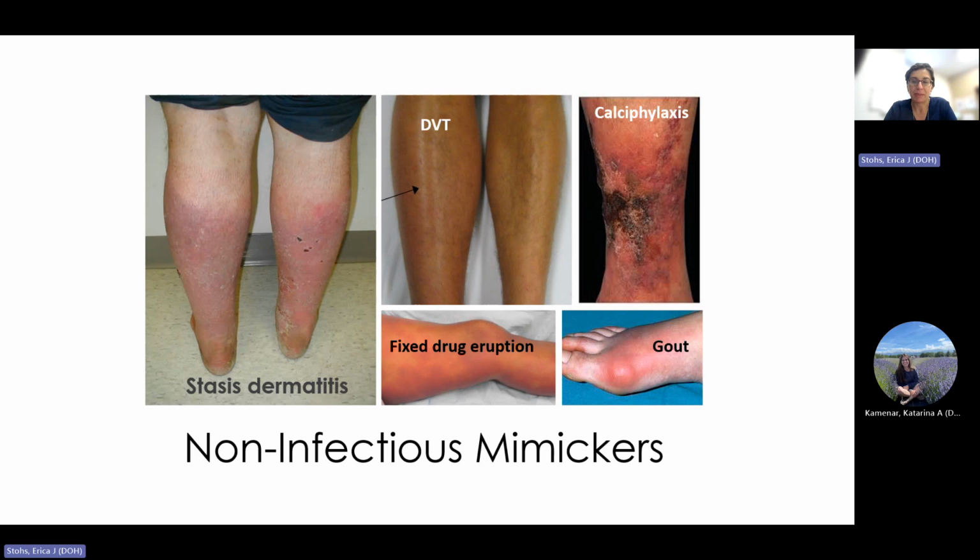Some other non-infectious mimickers is a DVT, or deep venous thrombosis, which can be one extremity and look just like a cellulitis. It can be red, warm, and tender. But the context again matters. Are they on blood thinners already or not? Do we need to get a duplex Doppler? That might be something your provider is thinking about. If someone is on warfarin, one uncommon but known adverse event is calciphylaxis, and that can cause that photo there on the top right.